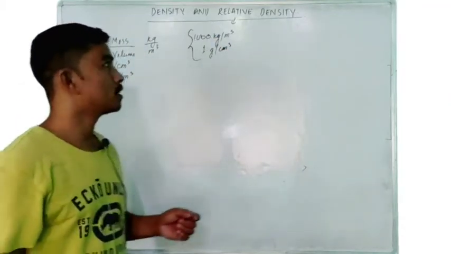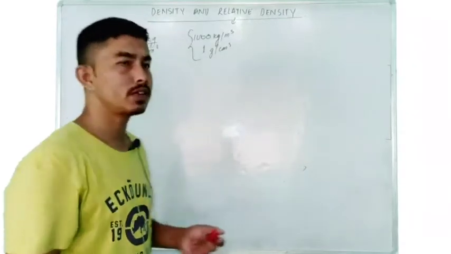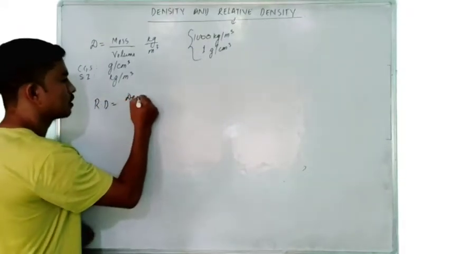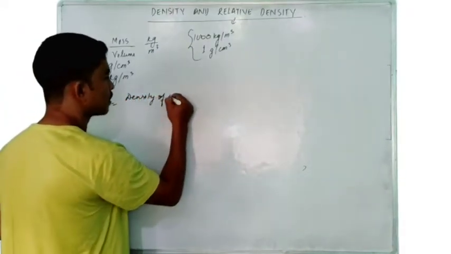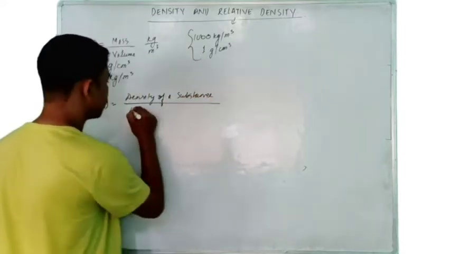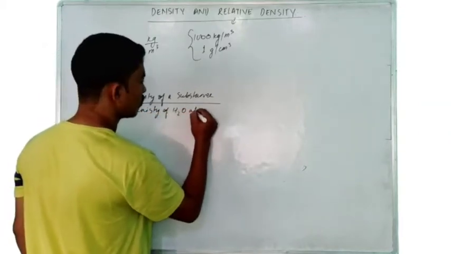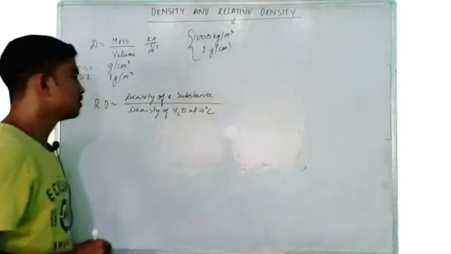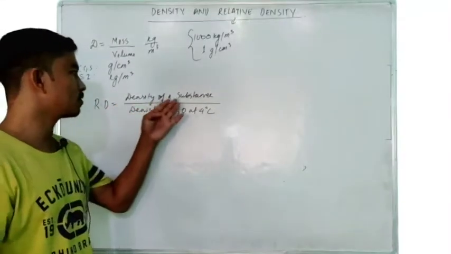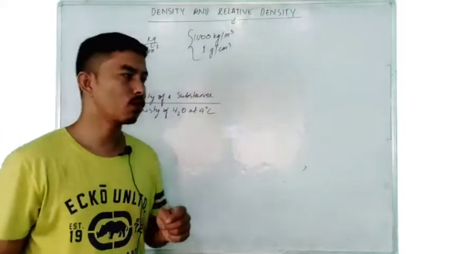So whenever we compare the density of a given substance to the density of water at 4 degrees centigrade, that is said to be the relative density. So the relative density is defined as the density of a substance divided by the density of water at 4 degree centigrade. So this is what the relative density means. So relative density is the ratio of the density of the substance to the density of water at 4 degree centigrade.